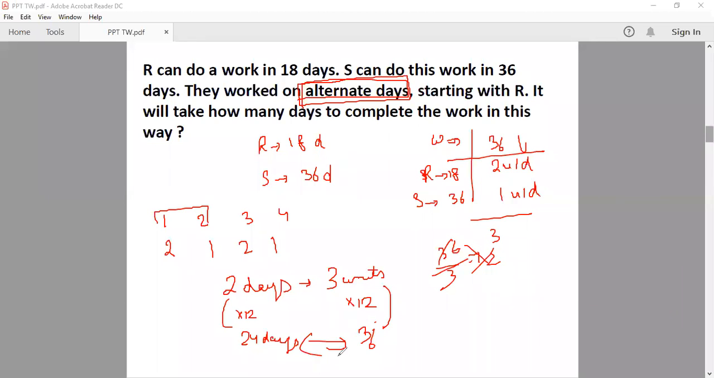Is it clear? Answer is 24 days. So always you will remember this: whenever we have the question of alternate, the answer is between the two given numbers of days.